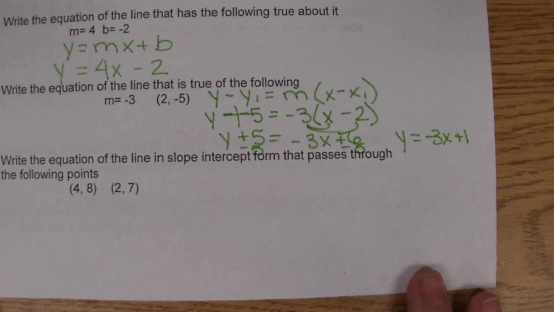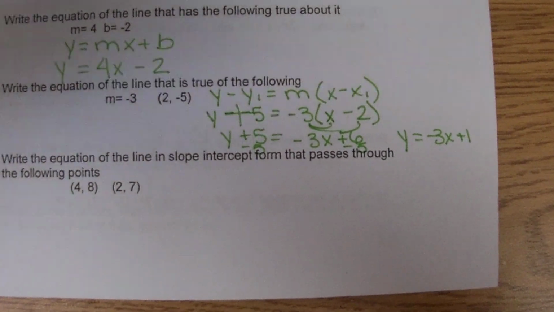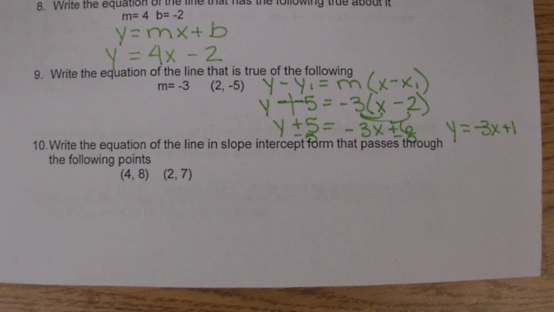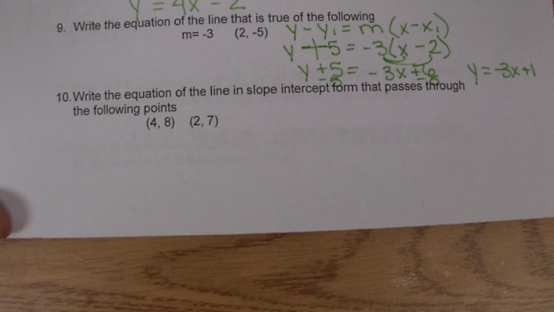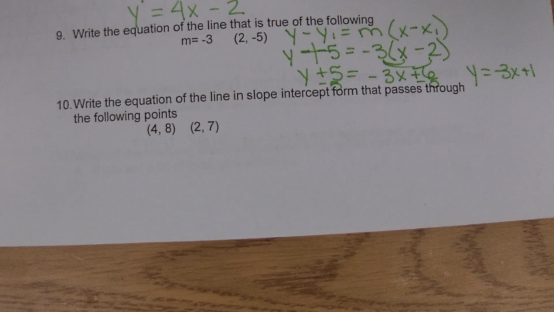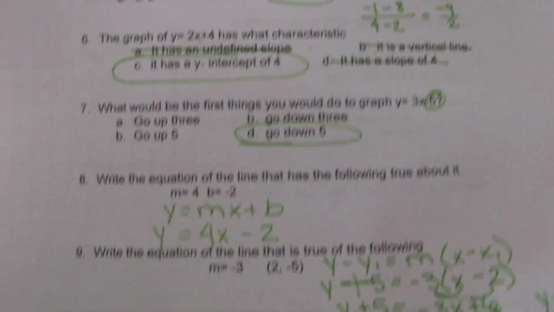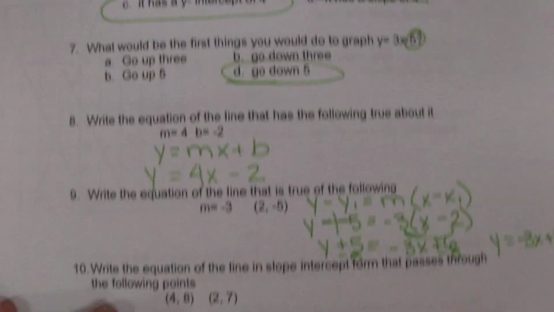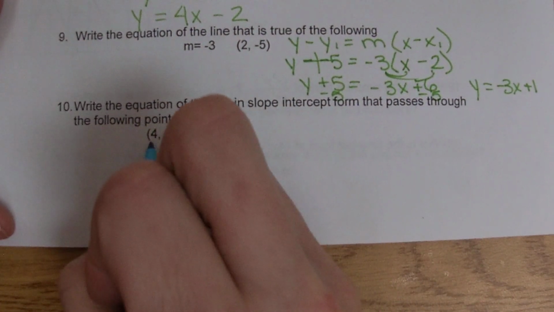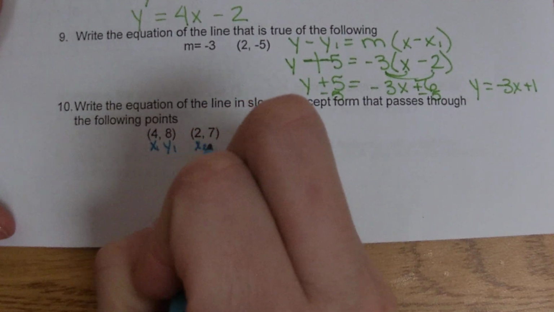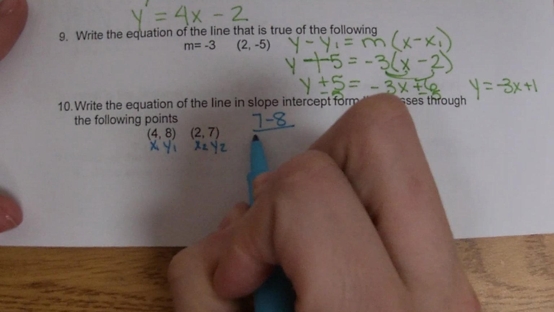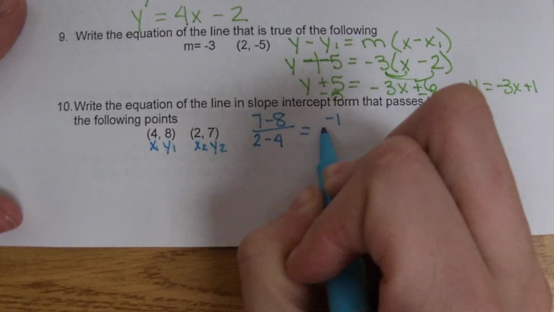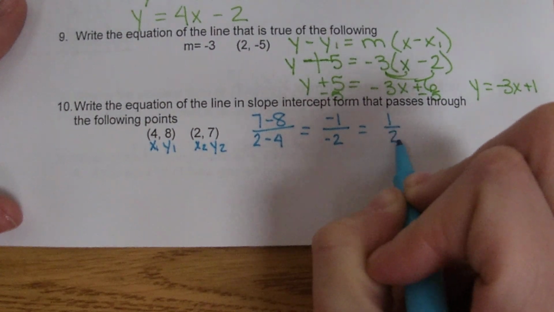Okay, number 10, we need to write the equation in slope-intercept form, which means, again, we are going to plug into point slope form. But before we can plug into point slope form, we need to find the slope. So just like we did up here for 5 to find the slope, right? We'll have an x1, y1, and an x2, y2. So we'll take 7 minus 8 over 2 minus 4. And 2 negatives make a positive.